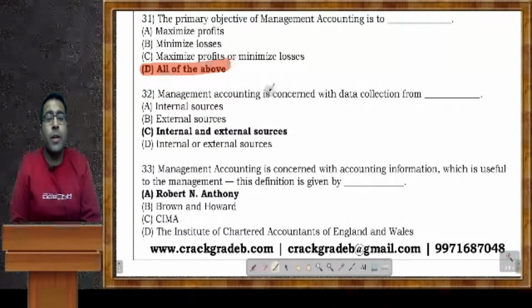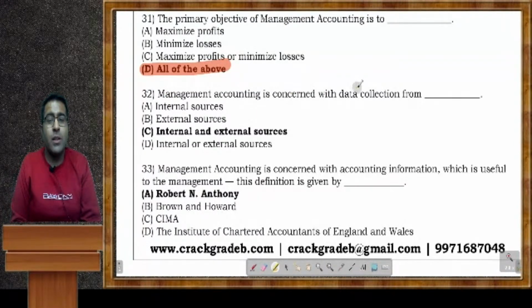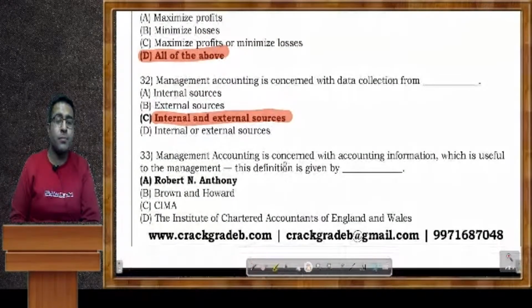Management accounting is concerned with data collection from either internal sources or external sources. Internal means from inside the management, and external means from outside the business. So it is responsible for internal as well as external sources. Okay, next question.